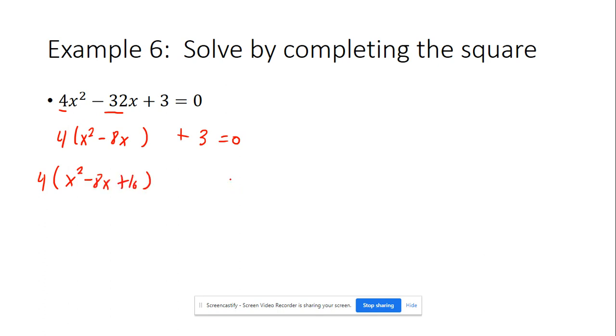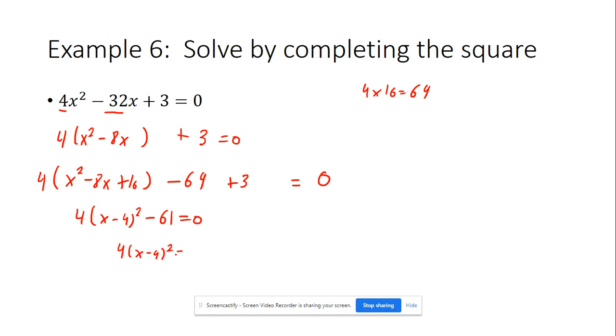All right, so I added 16, but what did I really add? I really added 4 times 16, which is 64. So that means I need to subtract a 64 to balance. So we get 4 x minus 4 squared minus 61 equals 0. Okay, so now to square root this guy over here, we are going to add the 61 to the other side. 4 x minus 4 squared equals 61.